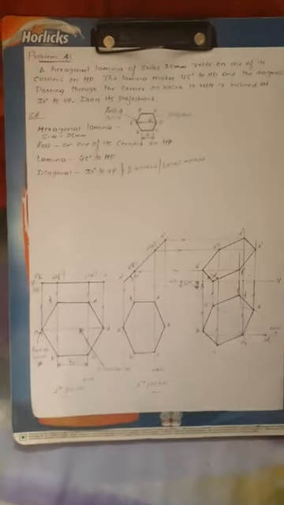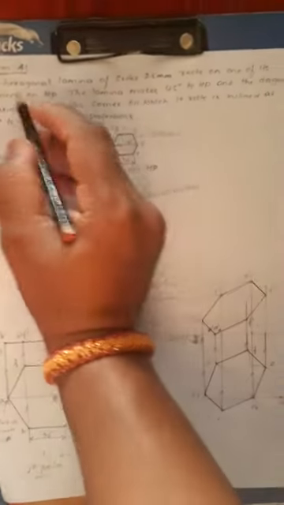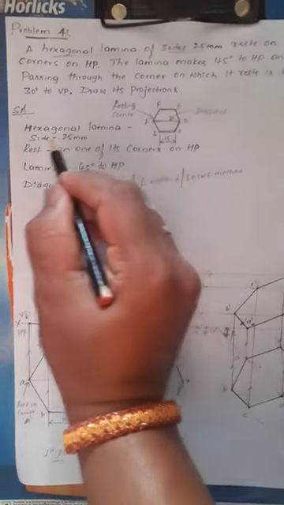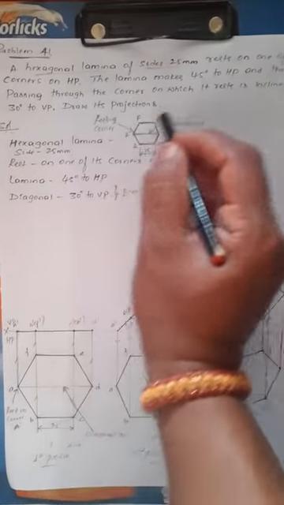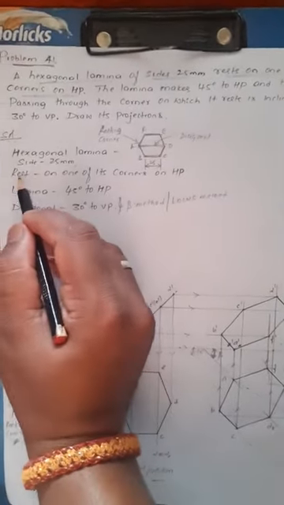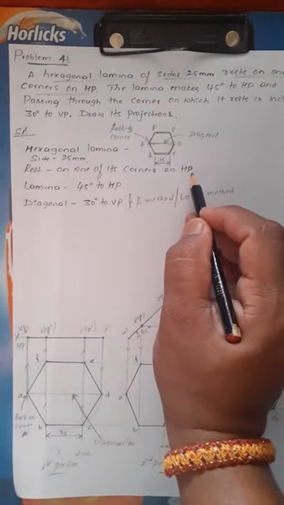Now read the problem once or twice, then write the given data. What is the given data? Hexagonal lamina. What type of lamina is given? A hexagonal lamina of side how much? 25 mm. It rests on one of its corners on HP. What is it resting on? One of its corners on HP.